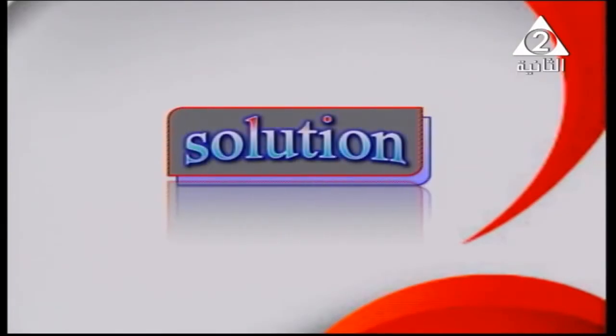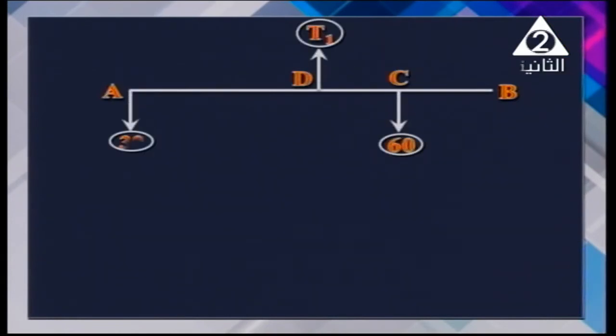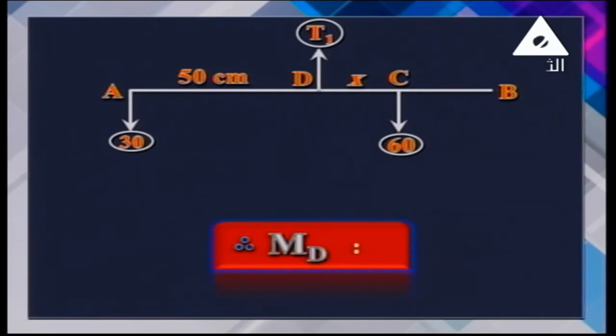My dear student, look at the opposite figure. We have moment about D equals 0. Remember, T is the tension of the string in the middle of AB. AB equals 100. Therefore, AD equals 50 centimeter. DB equals also 50. But we let DC equal X. Therefore, BC equals 50 minus X.